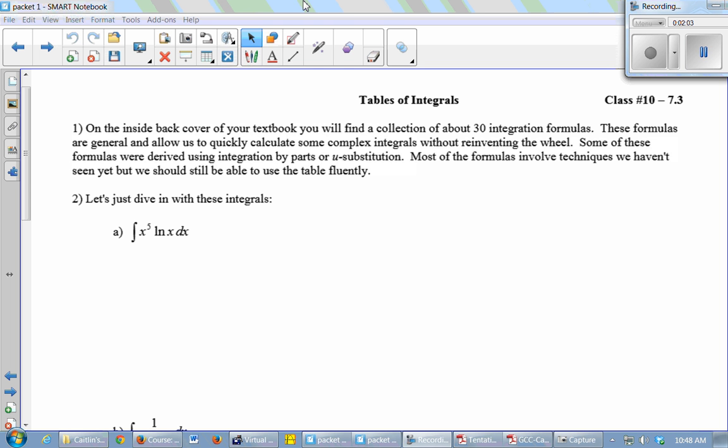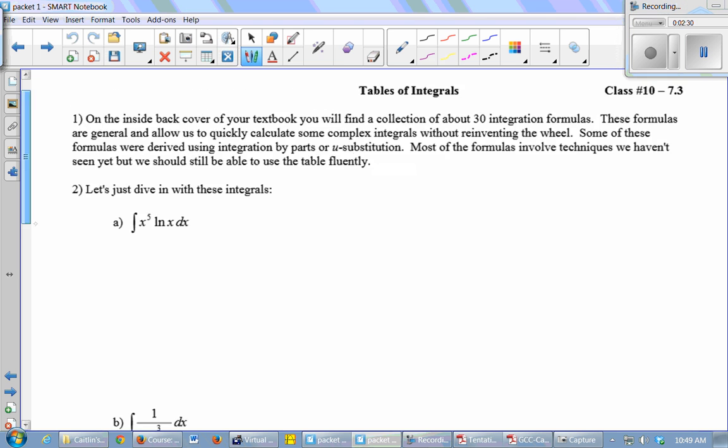All right, so when you use the table, you look at the integral that you're given, and you try to find something in the table that matches its form exactly. It has to match the form exactly. So we'll just dive right in. We have x to the 5th times the ln of x. Is there a formula in this table that has the form of x to the 5th times ln x? Which one? Number 13. It says x to the n times the ln of x.